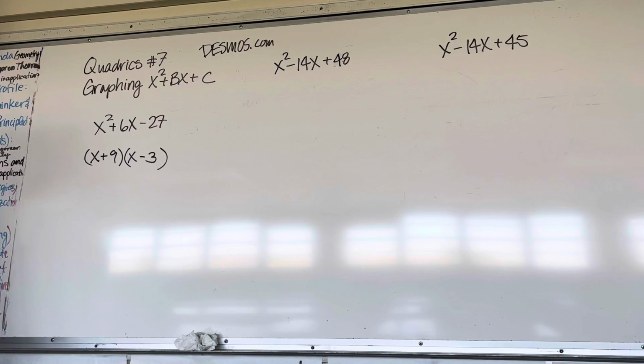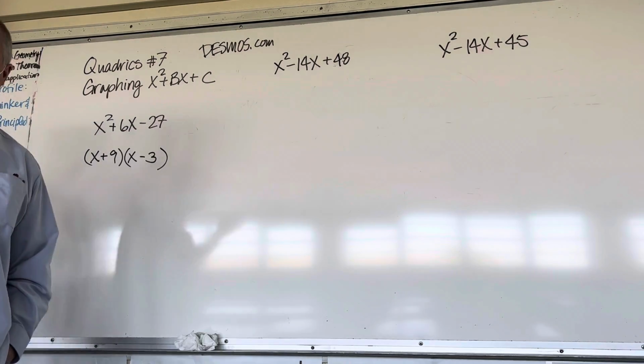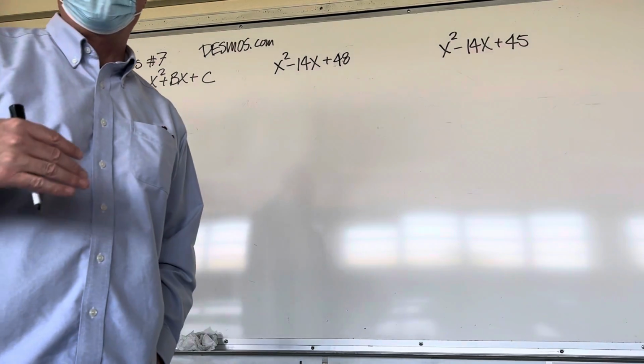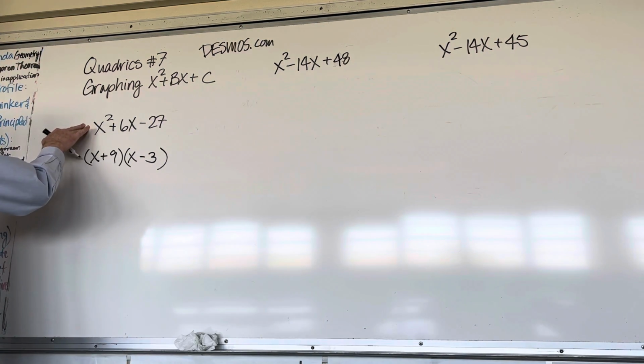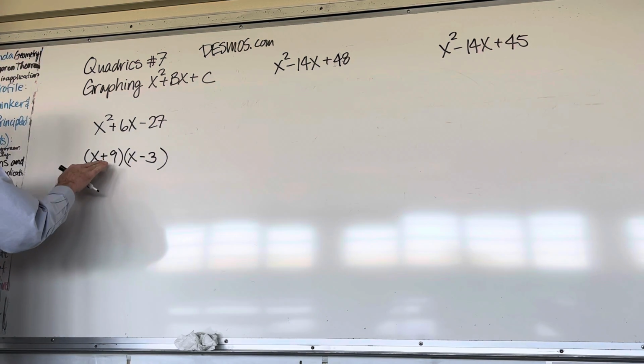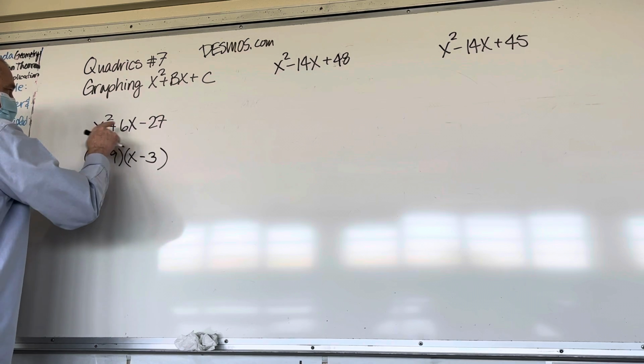Because we've done this before. You can go to the old lessons. You can go the old way and do the whole FOIL and all that, right? You can go through those. But let's go a little bit quicker here. We've got the trinomial, and we have the two binomials that were multiplied to produce it.